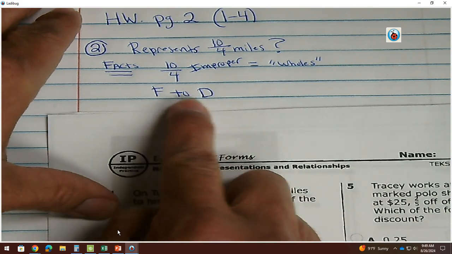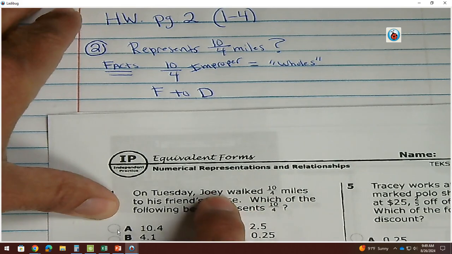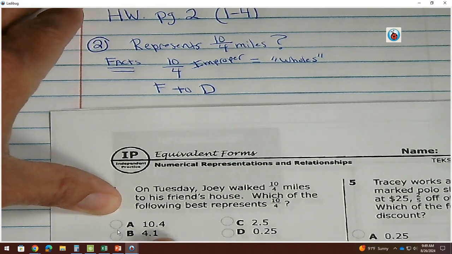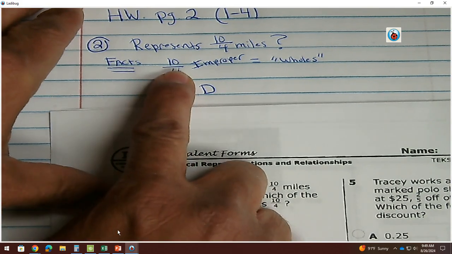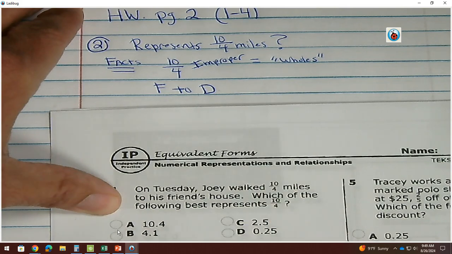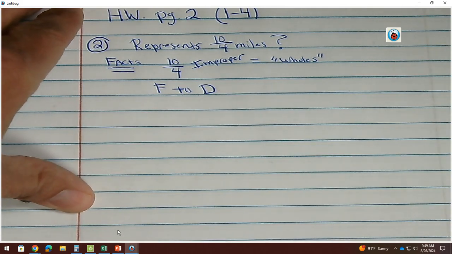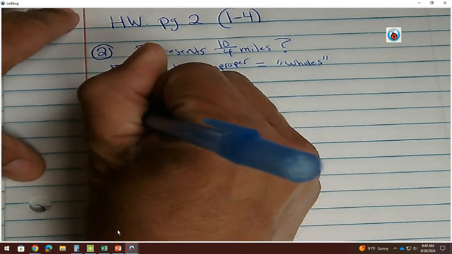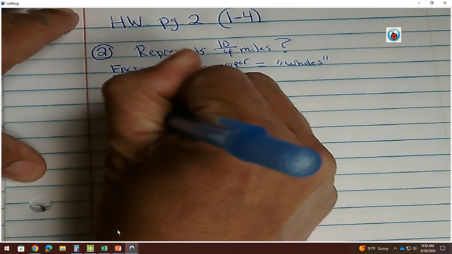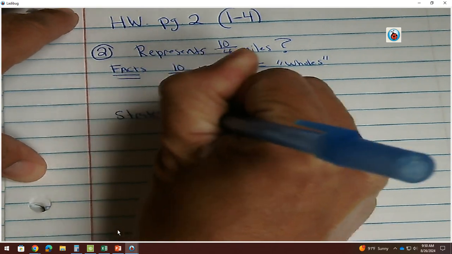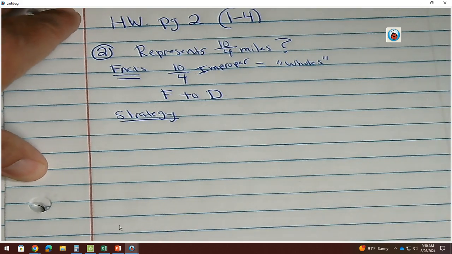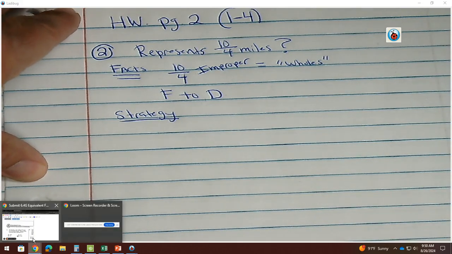Now, nowhere in the story does it say we're going to decimal, but I looked at all the choices. All my choices are in decimal form. That tells me that I'm going from fraction, which is this guy, to a decimal. Okay? Now my strategy. How do I go from a fraction to a decimal? Well, that's where the triangle will come into play.